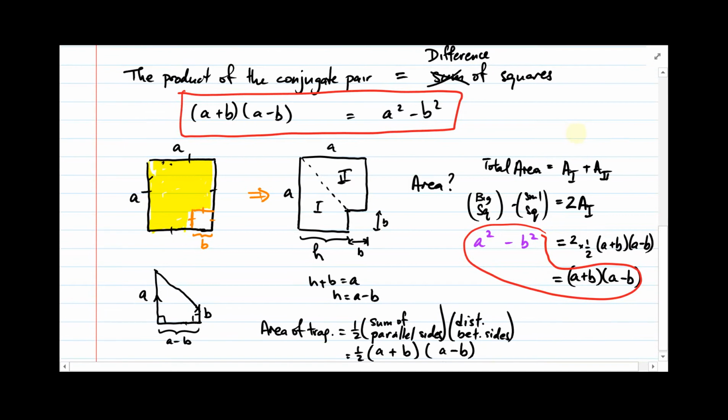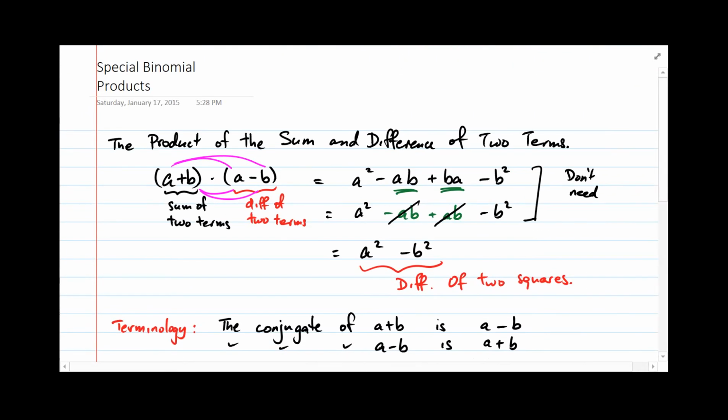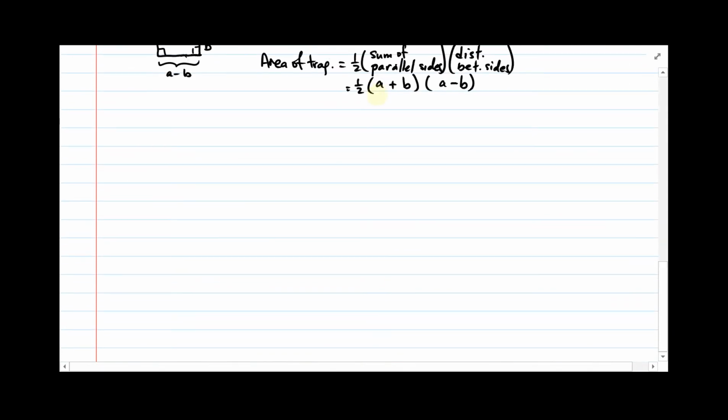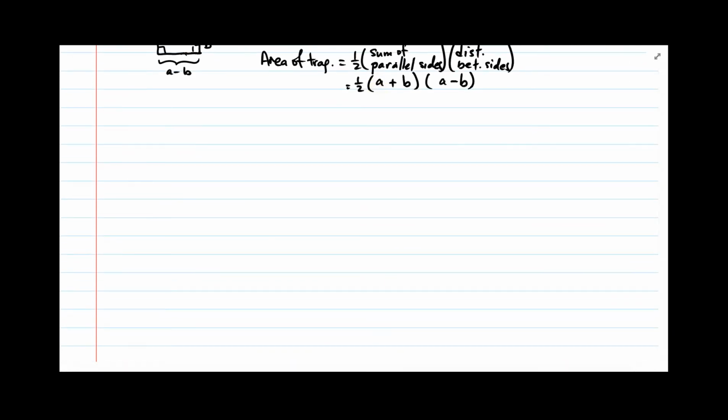Alright. So the product of a conjugate pair is equal to the difference of squares. Oftentimes I will just use the abbreviation DOTS for difference of two squares, and I'll either just talk about the conjugate pair rather than the longer way of saying it, the product of the sum and difference of two terms. Alright, now what this means is that we want you to recognize what's going on.